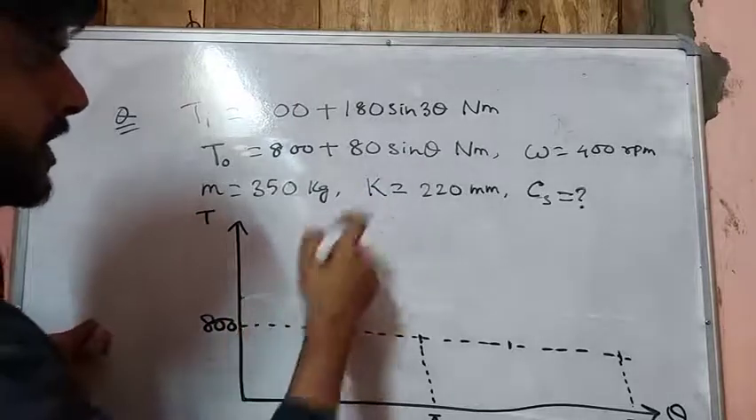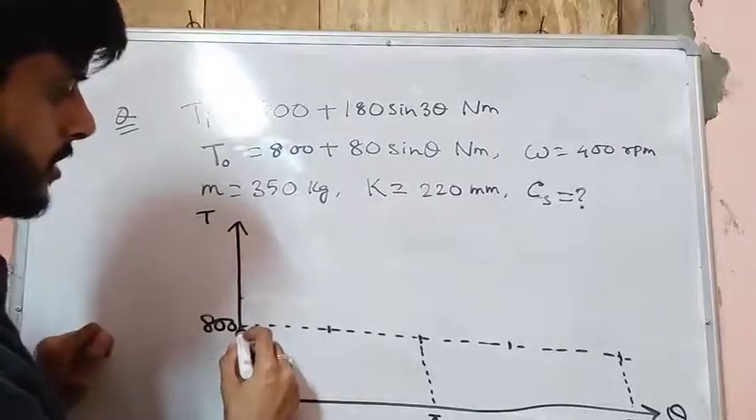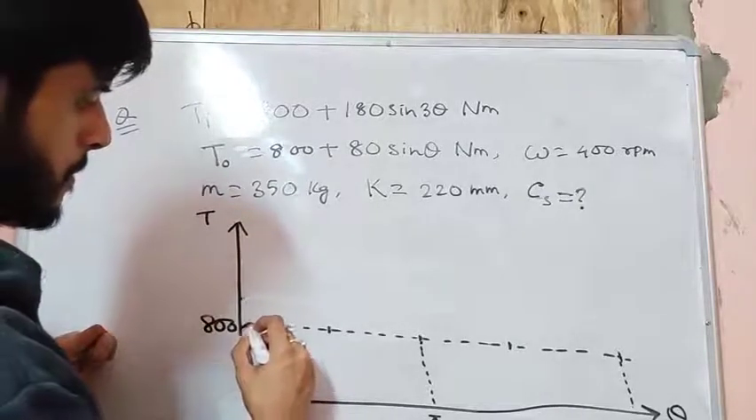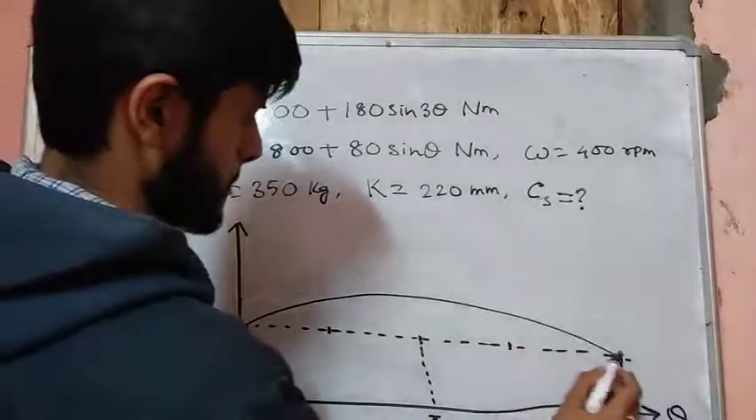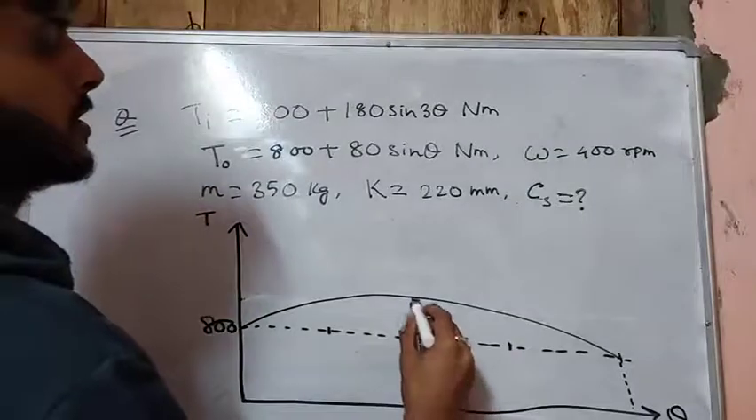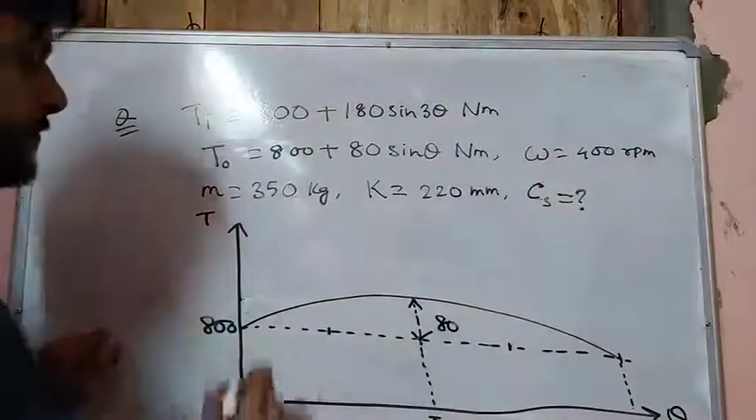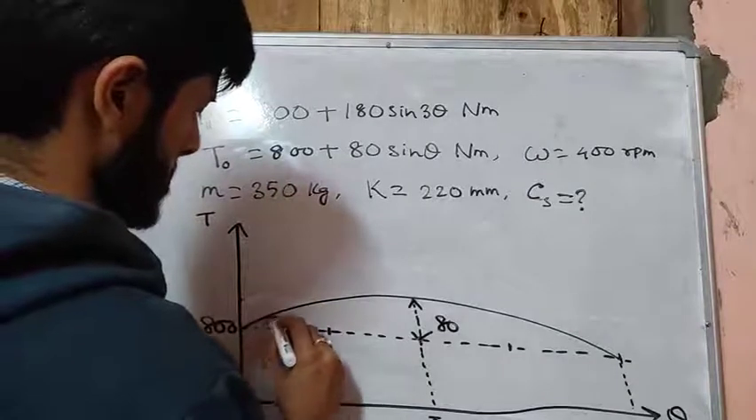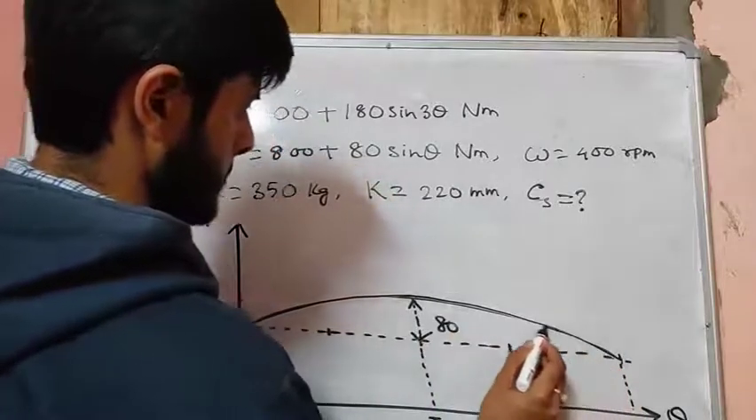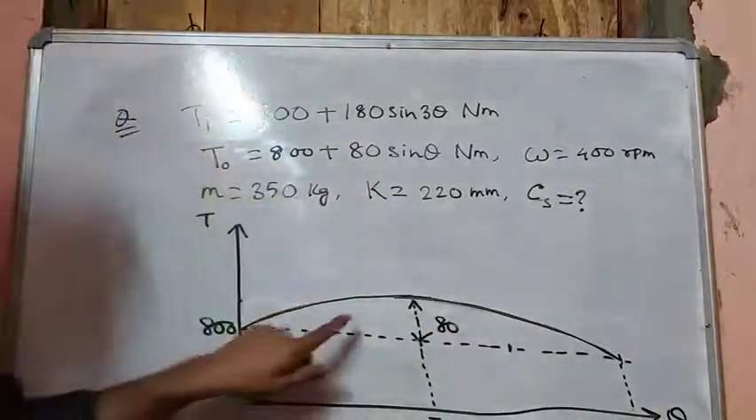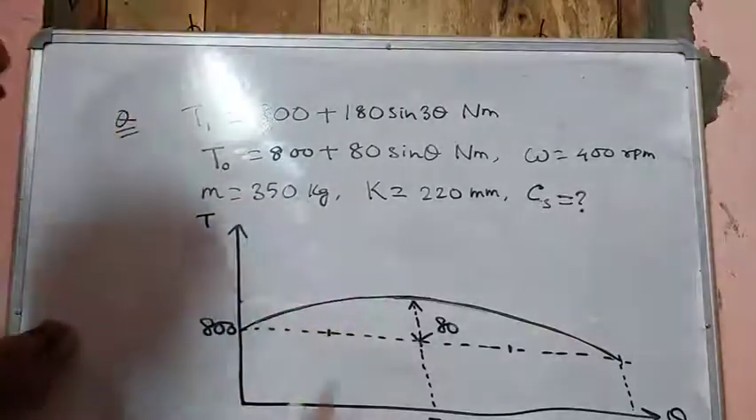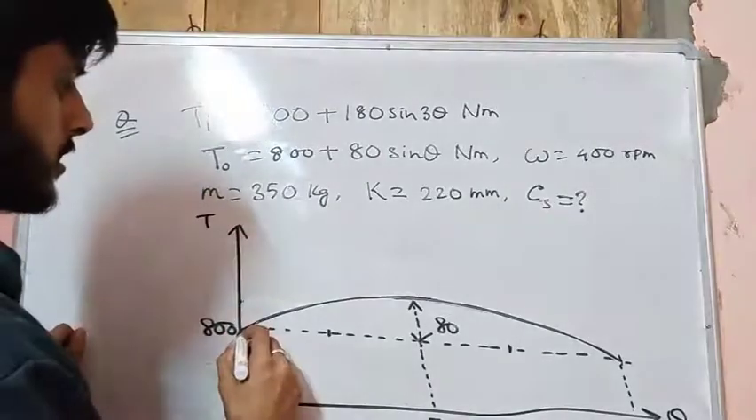The output torque graph will be 80 sine theta, right? So 80 sine theta will be something like this. This distance is our 80. This is the graph of 80 sine theta. Now we have 180 sine 3 theta, which will be something like this.